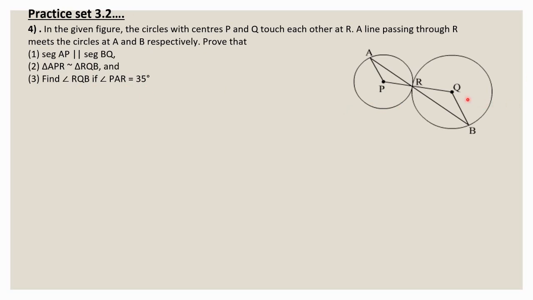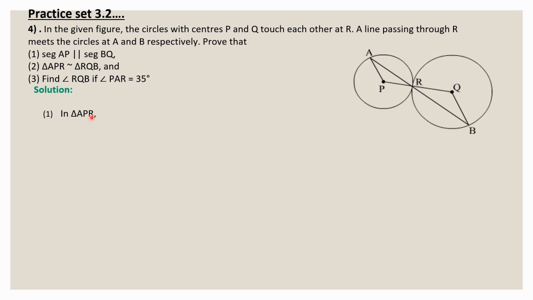Let us understand the question. So it is given that the circle with center P and the circle with center Q touch each other externally at point R. A line passes through the point R and it meets the circles at A and at B. So we have to prove the following three statements. Let us start with the proof. The first, we have to prove segment AP is parallel to segment BQ.